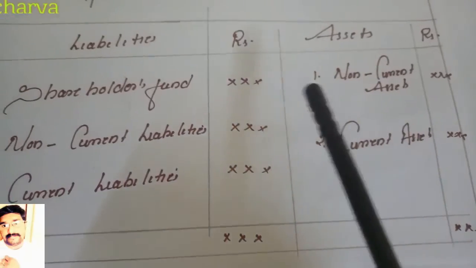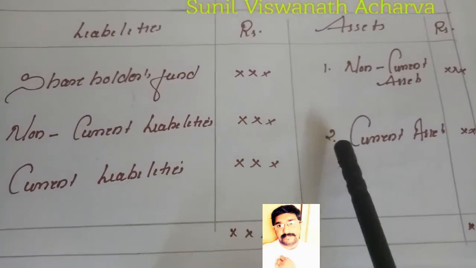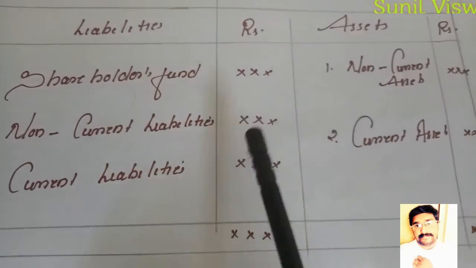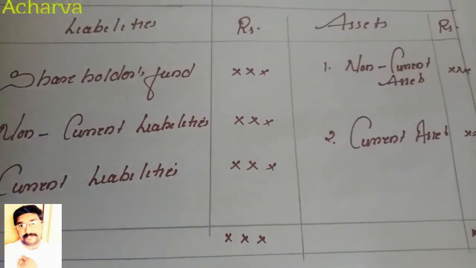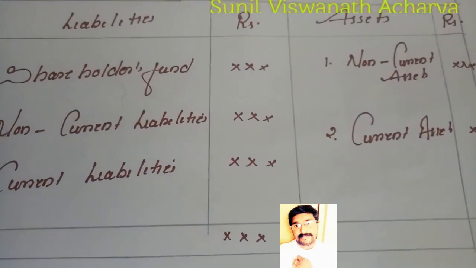So keep this format of main headings in mind. If some item is missing when calculating the debt equity ratio, you can find it out from this. Okay, so go through this properly so that we can understand the format very clearly.